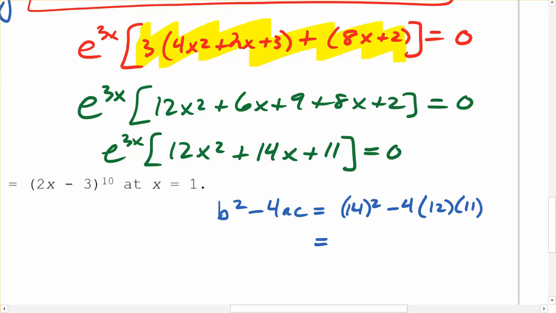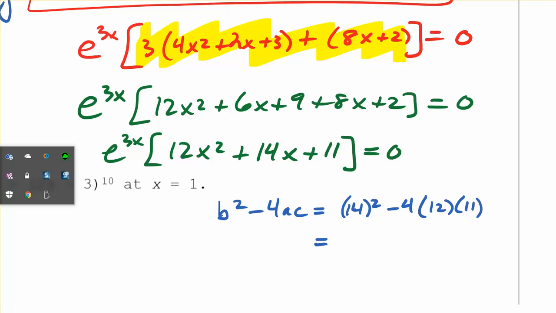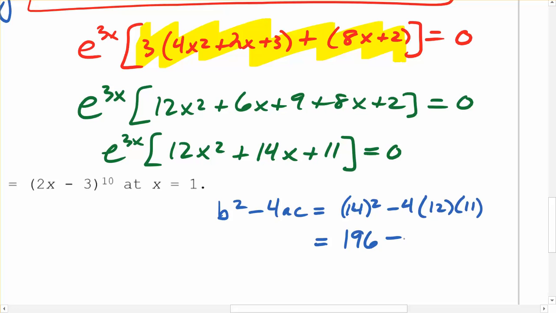You guys have 10 seconds to figure this out on the board. Go. 196. Yes, I was saying 186. I forgot to carry that. 196. So you have 196 minus what? Tell me what that is. You have 10 seconds. Go. So here's the thing. This is 528. The only thing you care about is that this is what?